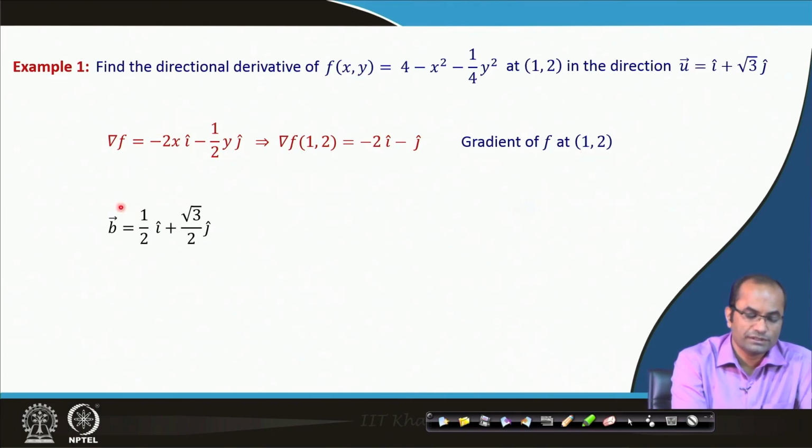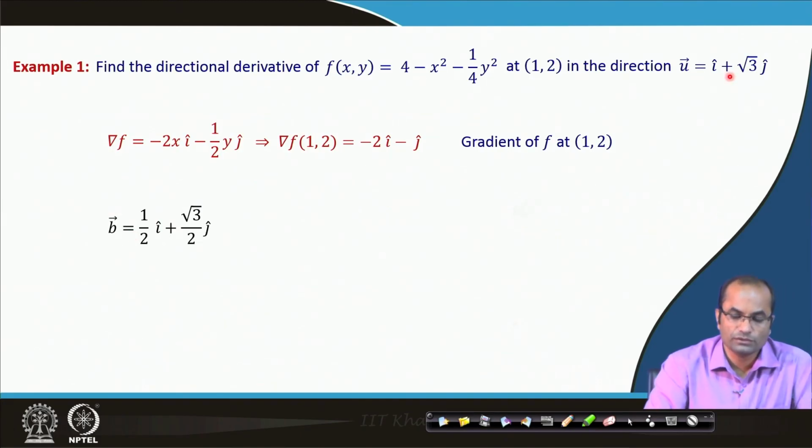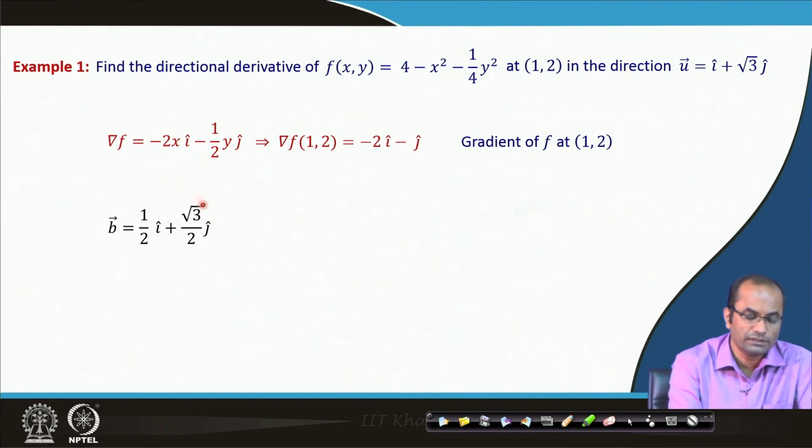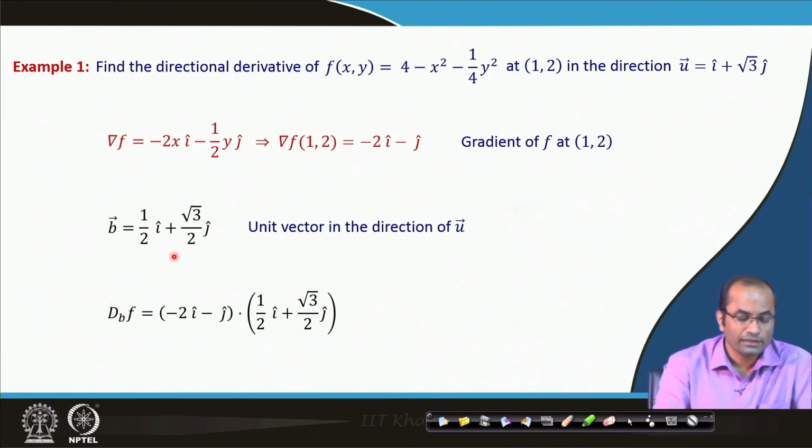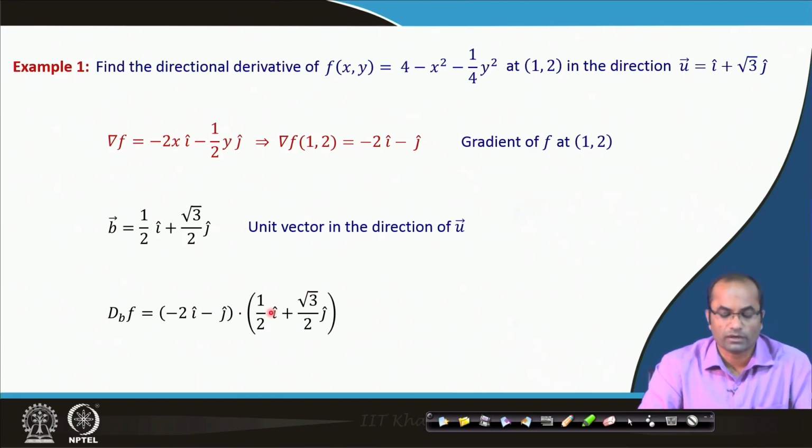The b, which is the unit vector in the direction of the vector u given by i plus square root 3 j: the length of this vector is 2. So, we divide by 2, giving 1 by 2 and square root 3 by 2, which is the unit vector in the direction of u. And now the directional derivative of f in the direction of b will be given by this dot product. We have the gradient of f at that point and the unit vector b, and this dot product gives us the directional derivative, which is minus 1 minus square root 3 by 2.